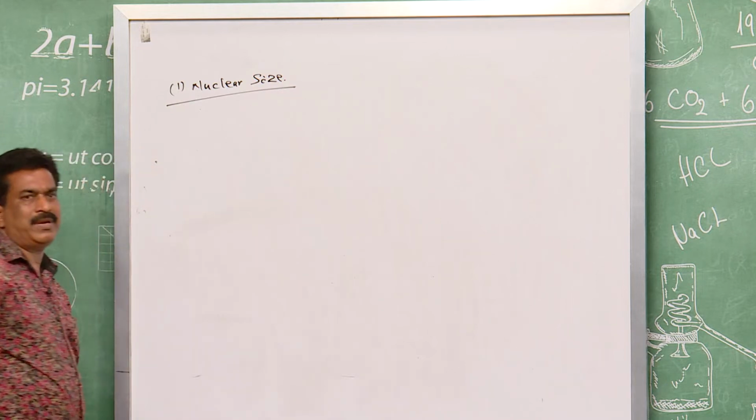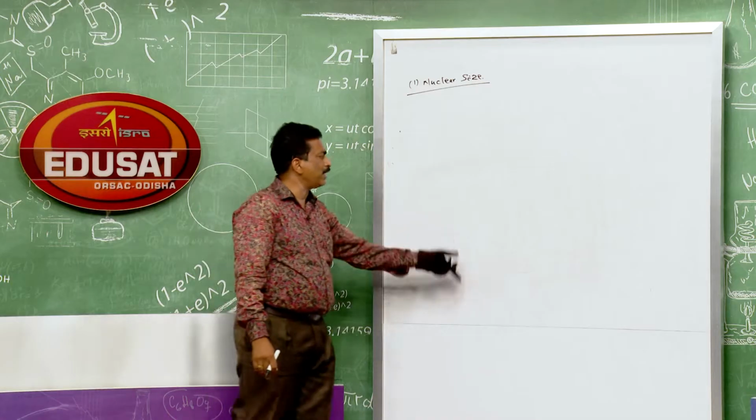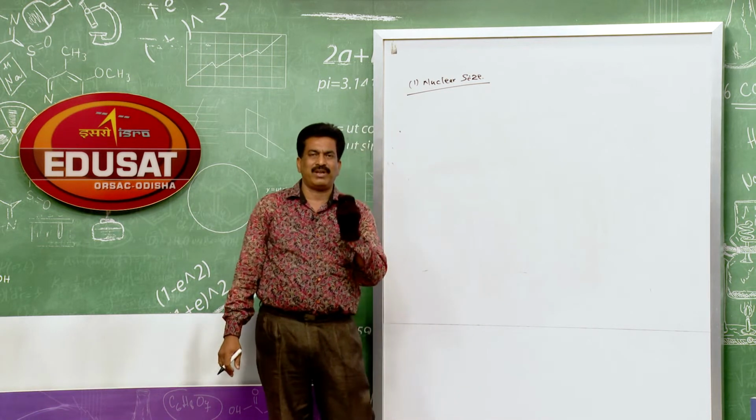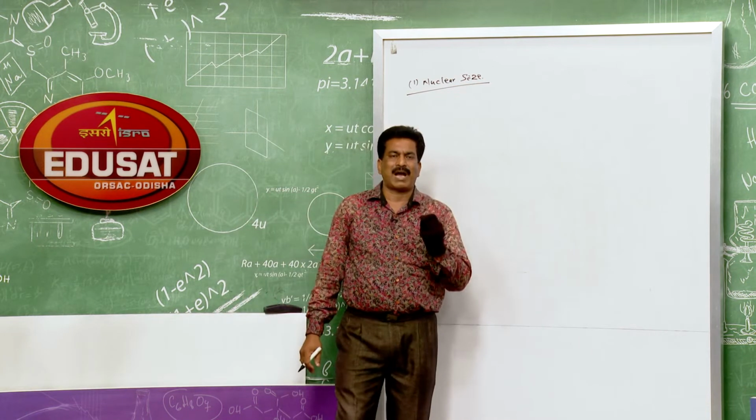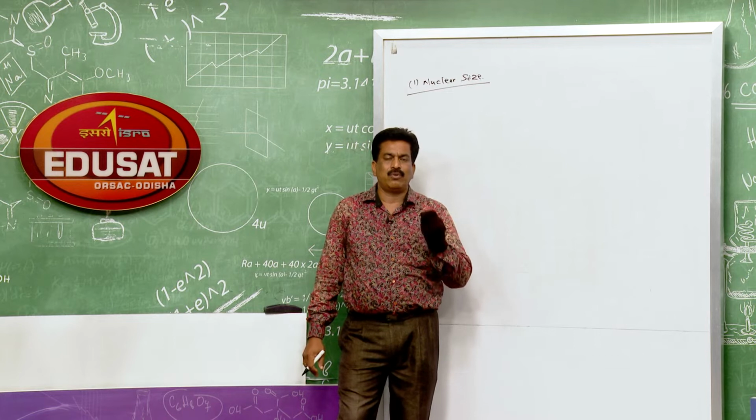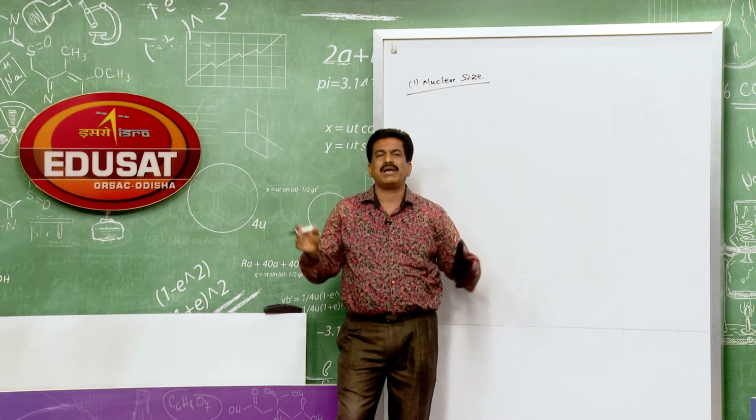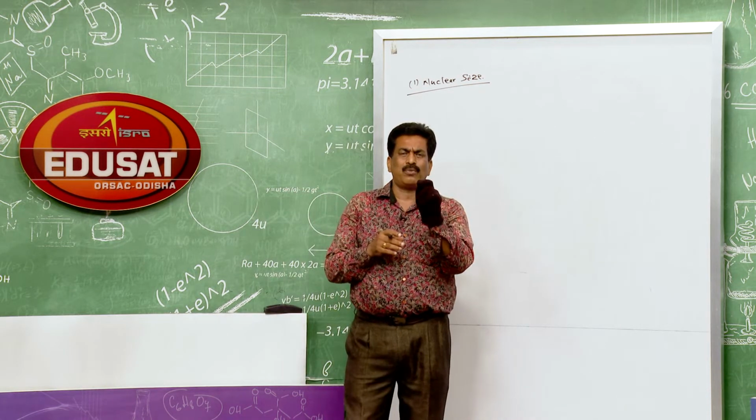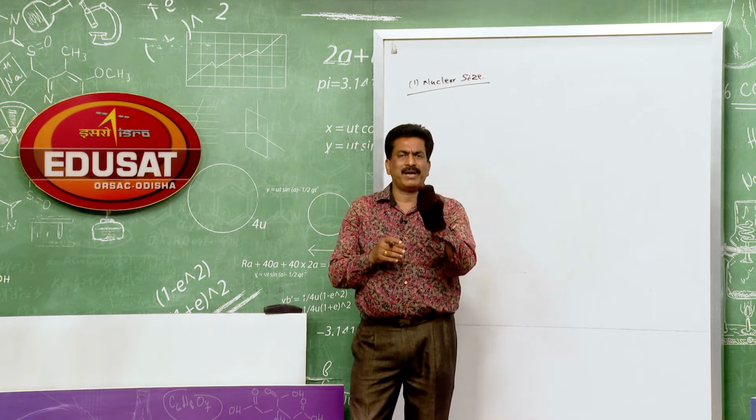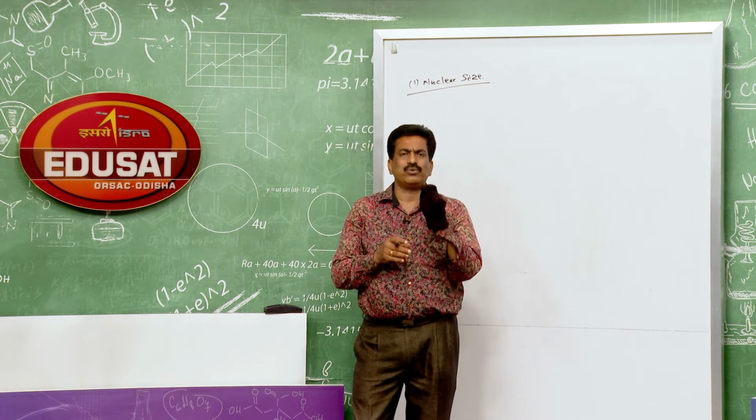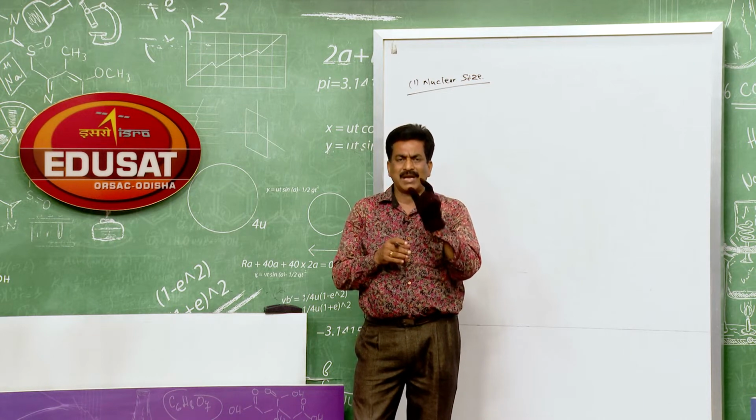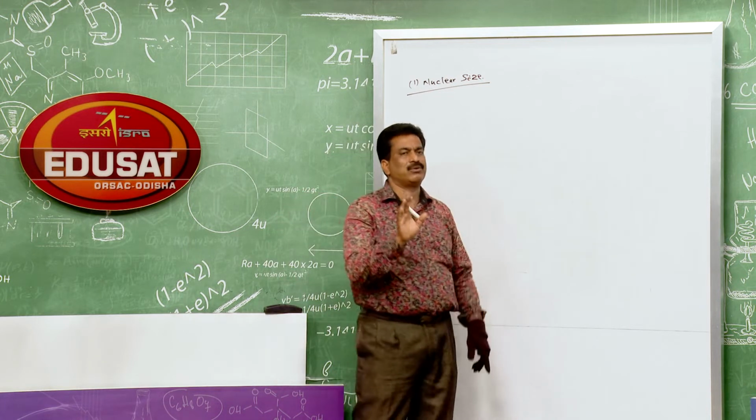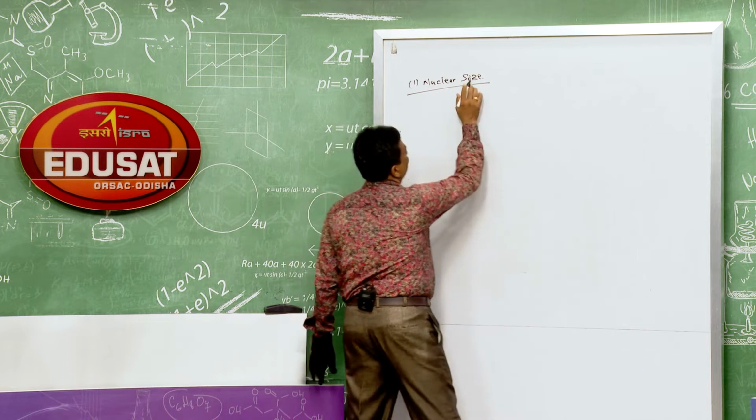Nuclear size means what is the size of the nucleus. Regarding that, we know that the size of the nucleus is very small in comparison to that of the atom. As I said, if that is an atom, its nucleus will be a very small dot, so its size will be very small, and its shape is nearly spherical, but not totally spherical, which we will discuss now. So this is the nuclear size.